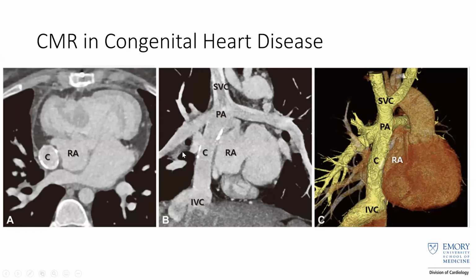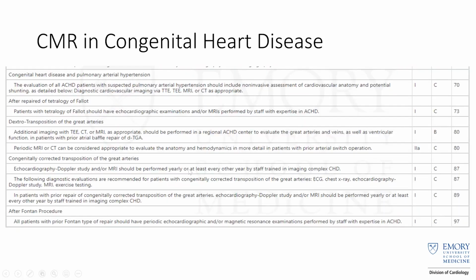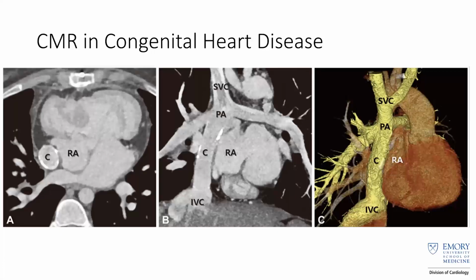So this is a CMR. You see the IVC here, and you see the Fontan plug into the PA here. And so you can assess your Fontan size. You can do flow. You can do all kinds of things. And you can do flows through the Fontan to make sure that your flows here are similar to your LV flows, and make sure you compare your Fontan flow to your PA flow. And you can get lots of different flow measurements and size measurements in congenital heart disease. So CMR is a huge, huge part of following these patients.